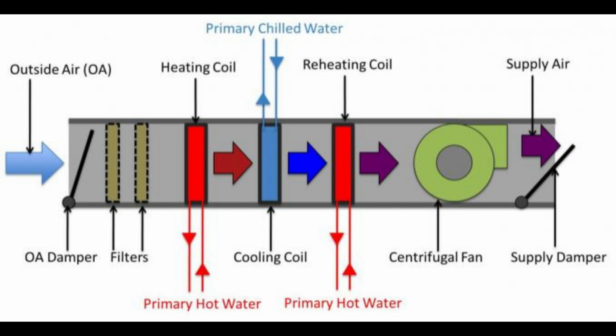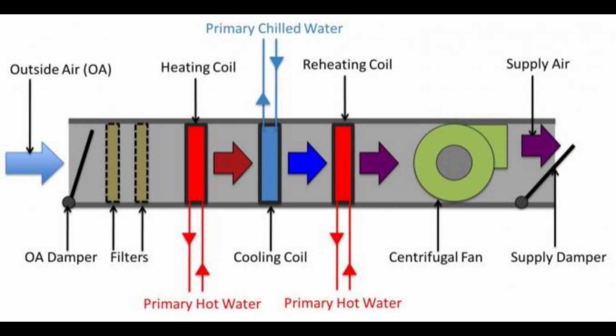Air distribution. Supply damper. This damper controls the amount of conditioned air that is supplied to the occupied space. It can be adjusted to regulate airflow to different zones or rooms. Supply air. This is the conditioned air, heated, cooled, filtered, and potentially humidified or dehumidified, that is delivered to the building's occupants.